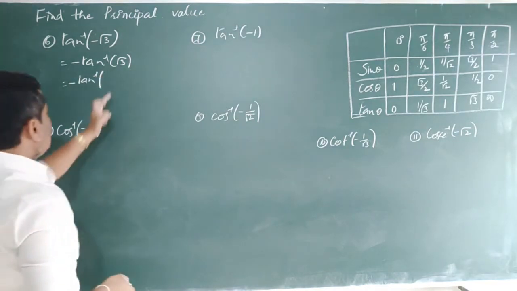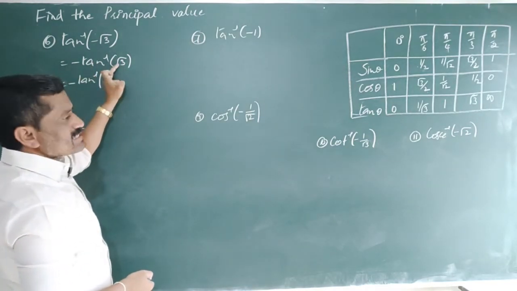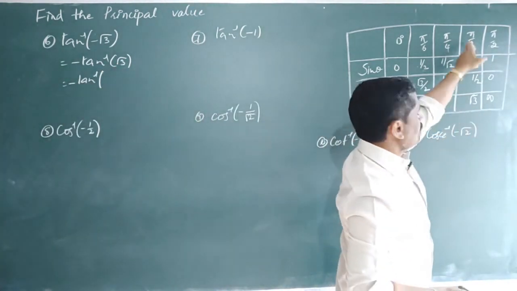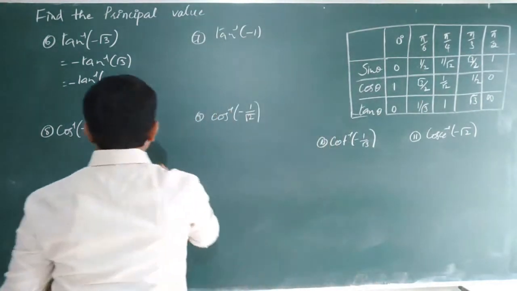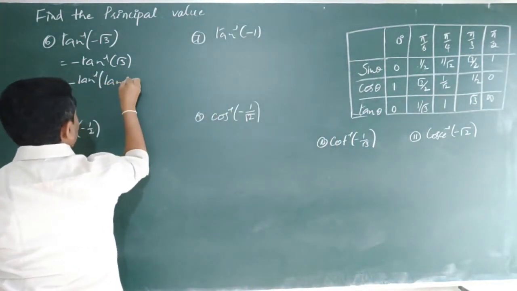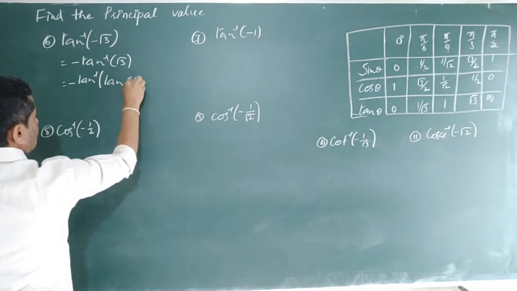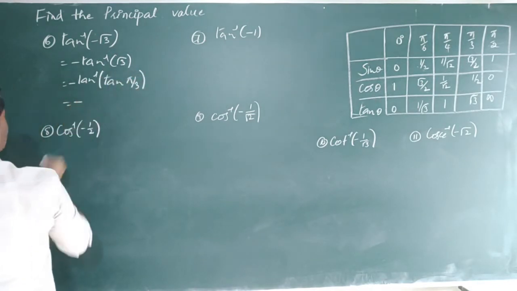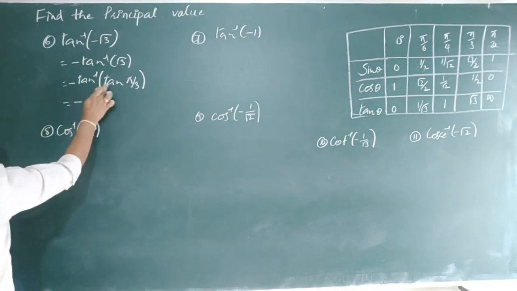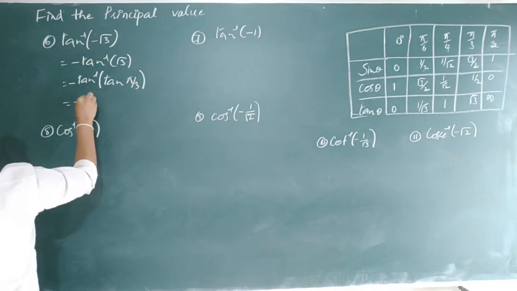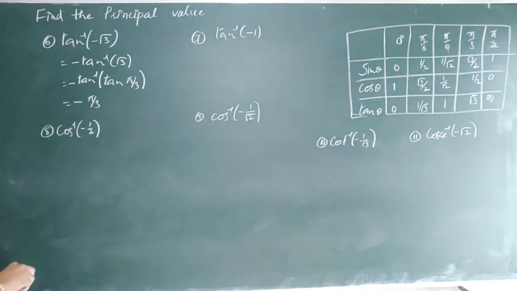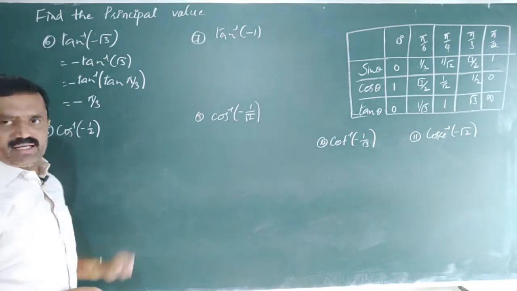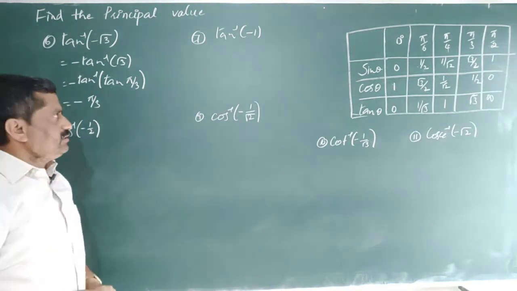So root 3, for which tan angle is it satisfied? It is satisfied for pi by 3. So therefore, that can be done as tan pi by 3. Again that is equals to, write the minus as it is. We know that tan inverse tan get cancelled, we have pi by 3, that is minus pi by 3. The principal value of tan inverse of minus root 3 is minus pi by 3.